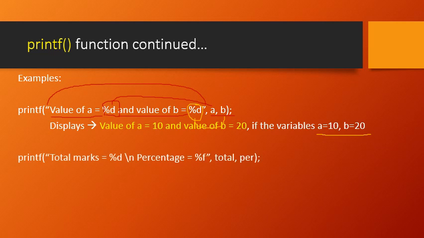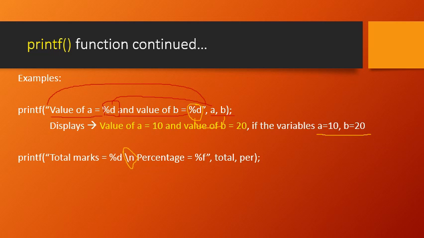printf("total equals to %d"), then there is something called a \n here. If you notice, \n is an escape sequence. As I said earlier, escape sequence means \n is going to print a new line. Okay, now excluding this particular thing, what can you expect here?